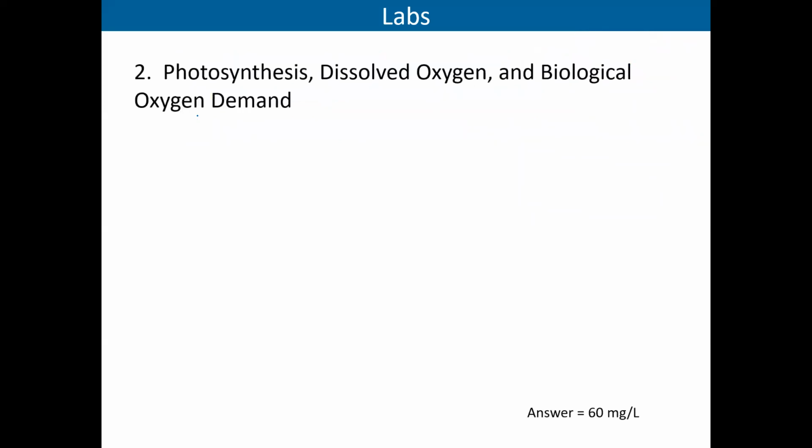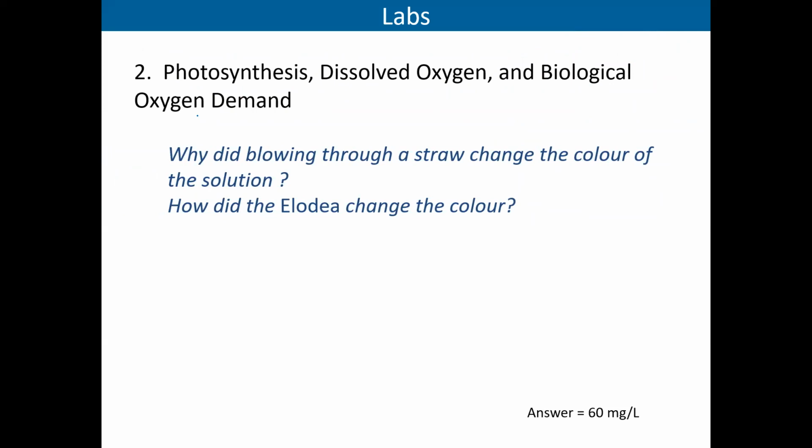All right, lab 2 was on biochemical oxygen demand. There's a couple of questions here. First, why did blowing through a straw change the color of the solution? If you remember, what we were trying to do is change the pH of the solution. Of course, in the air coming out of your lungs, there is CO2, and we all know that CO2 is going to make the water acidic by adding carbonic acid. The color of the solution changed because we had a color indicator in there, phenol red. Phenol red goes from a pinkish reddish color to a yellow color in acidic conditions.